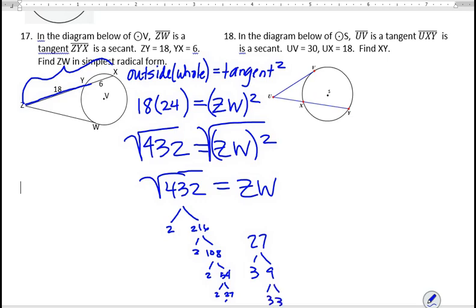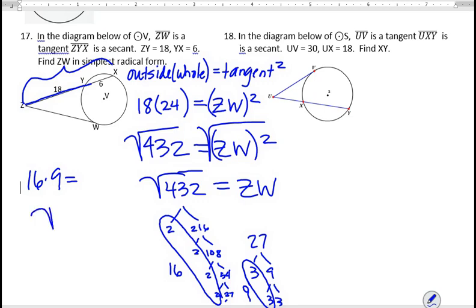Anytime I see even numbers of numbers, so I see even numbers of this. So 2 times 2 is 4, times 2 is 8, times 2 is 16. So this is 16 right here. And then we have 3 times 3, which is 9. So I want to see what 16 times 9 is. Well, 16 times 9 is 144. And guess what? 144 is a perfect square.